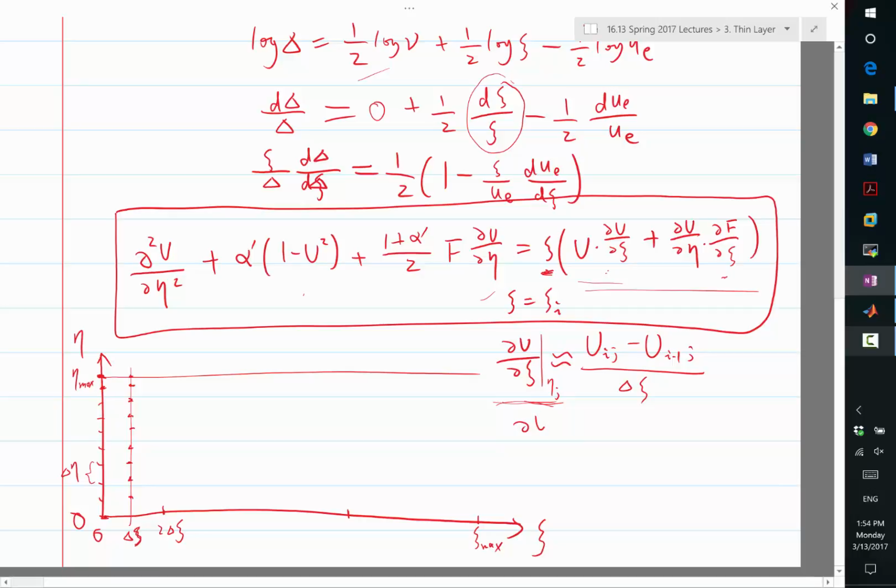So partial u partial c at eta j plus half can be approximated by half of partial u partial c at eta j plus partial u partial c at eta j plus 1. This is what we are going to use throughout our method. Any questions before we go to MATLAB and try to put this in?